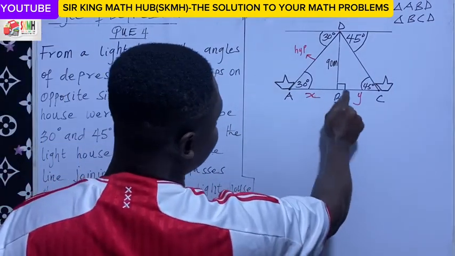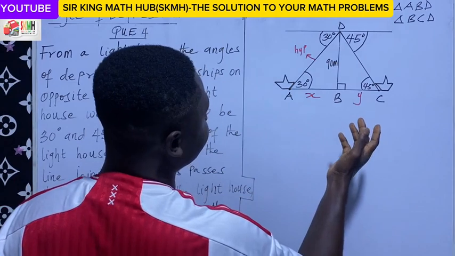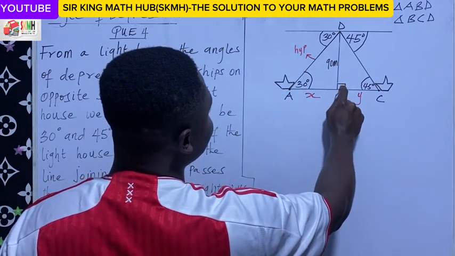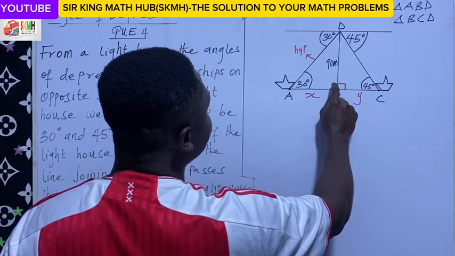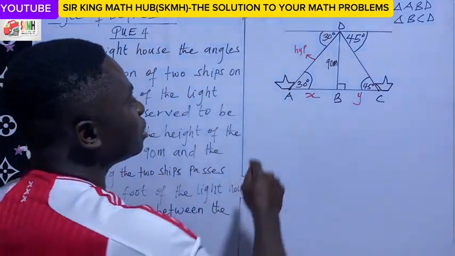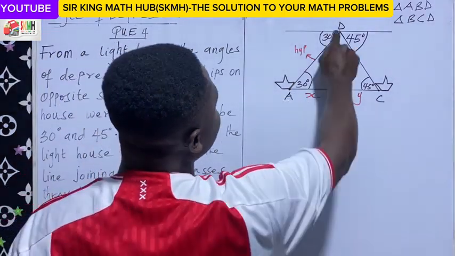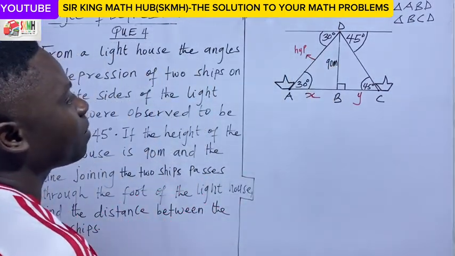And then we know that angles on a straight line sum up to 180 degrees. So if this angle here measures 90 degrees, then automatically this angle here must also measure 90 degrees. So that makes line AD the hypotenuse.